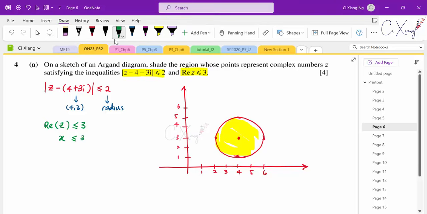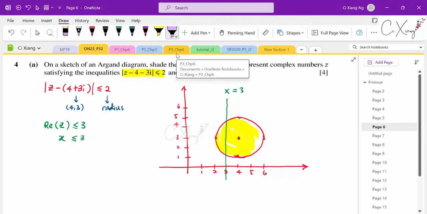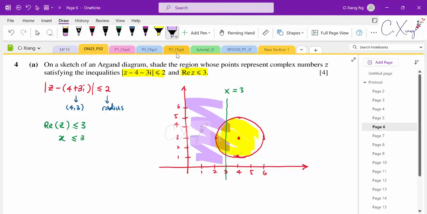By right, your line x equals 3 should be this line. It is a vertical line, right? And they said x smaller than or equal to 3 means that you should shade the area on the left-hand side of this line. For the area that fulfills both inequalities, you need to look for the overlapping area that you shaded just now. So the overlapping area, very obvious, is this part.